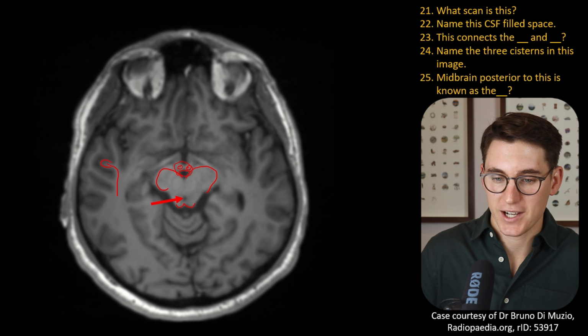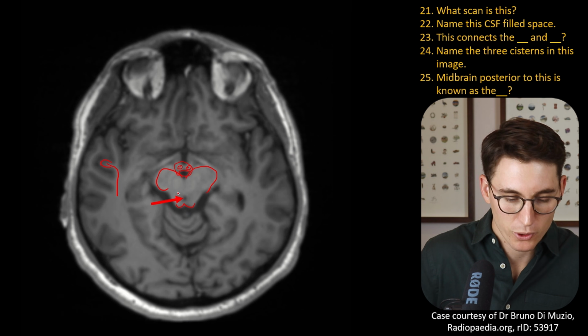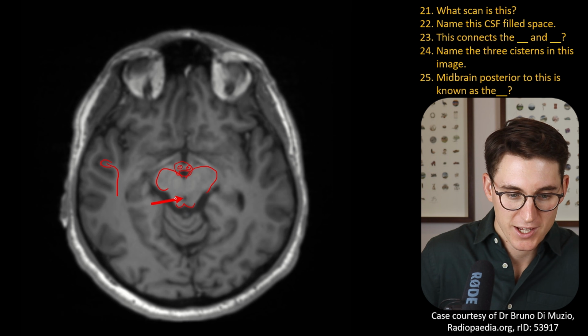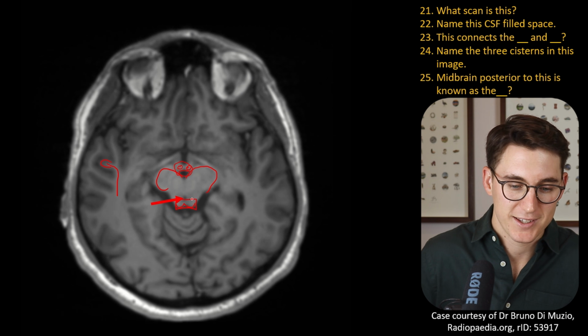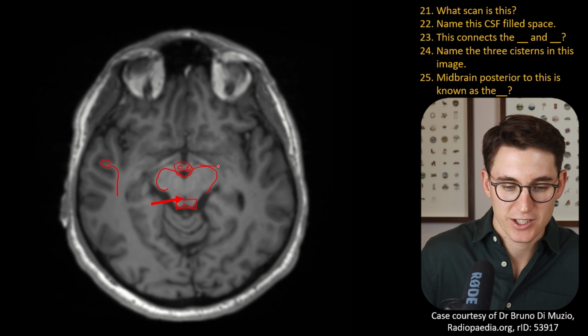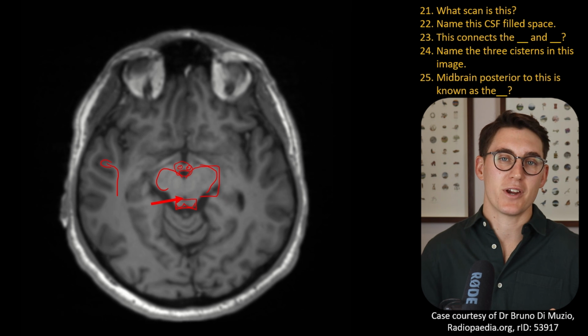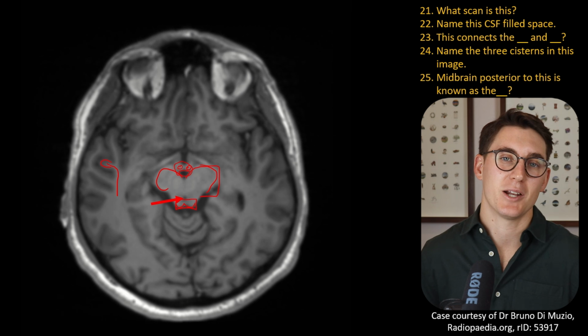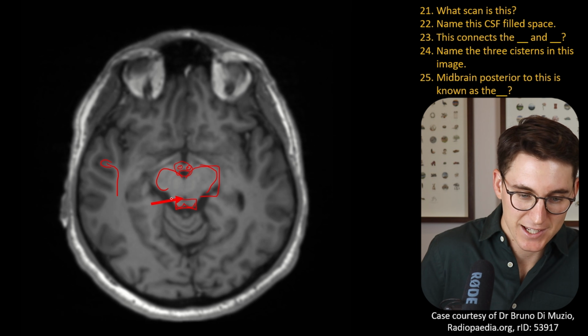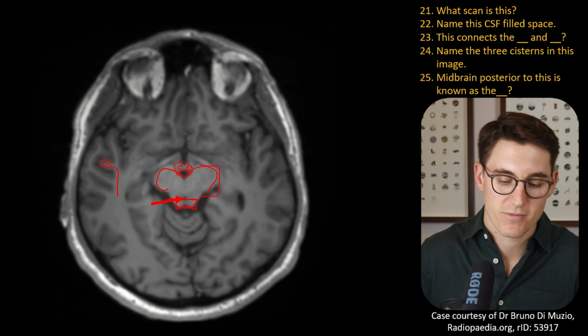Then question 25, the midbrain posterior to the cerebral aqueduct, this section here is known as the tectum of the midbrain. This larger anterior section here is our tegmentum. We can separate the midbrain into an anterior and posterior section at the level of the cerebral aqueduct here.